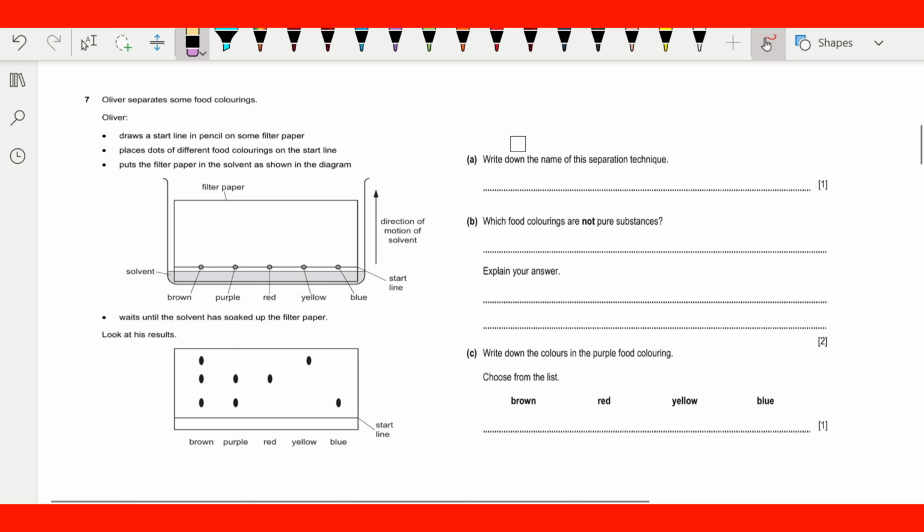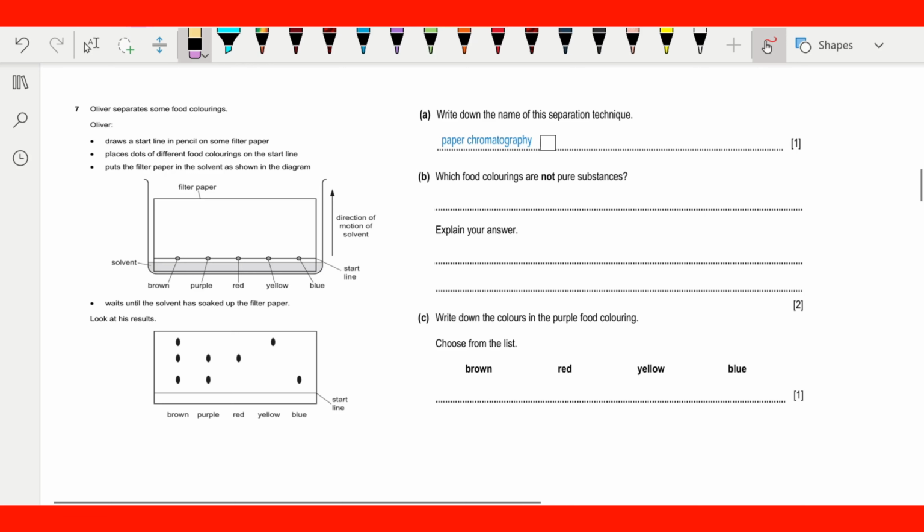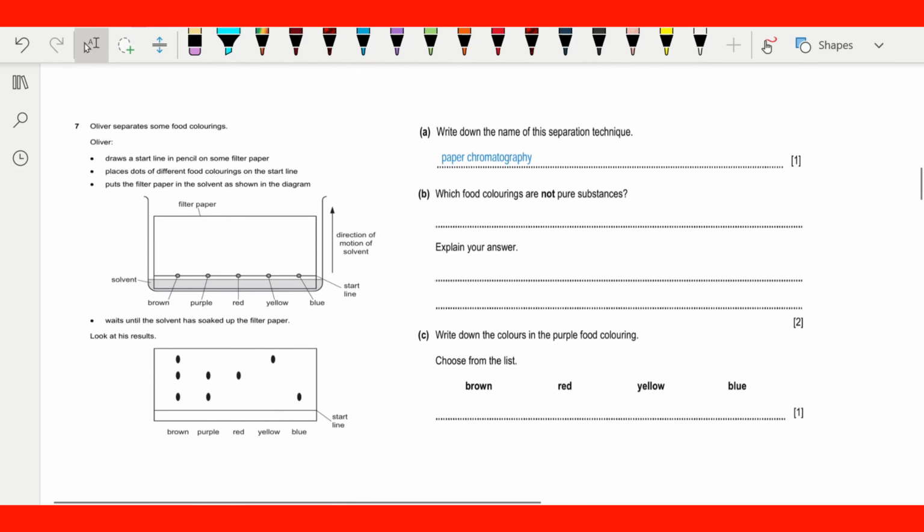And question A. Write down the name of this separation technique. Okay, let's check out the answer guys. So it's paper chromatography. Okay, let's move on. Next is question B. For question B, we see which food colorings are not pure substances. Explain your answer. 2 marks for this.